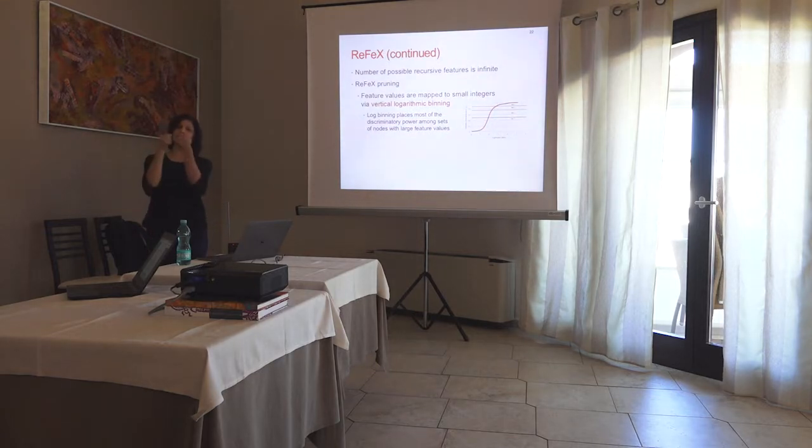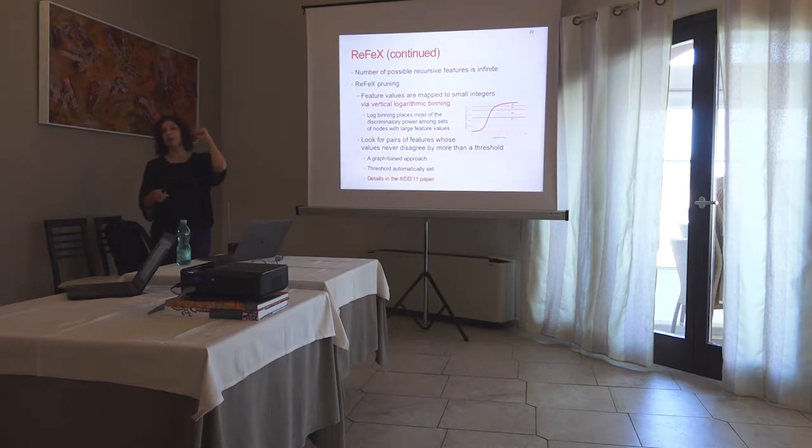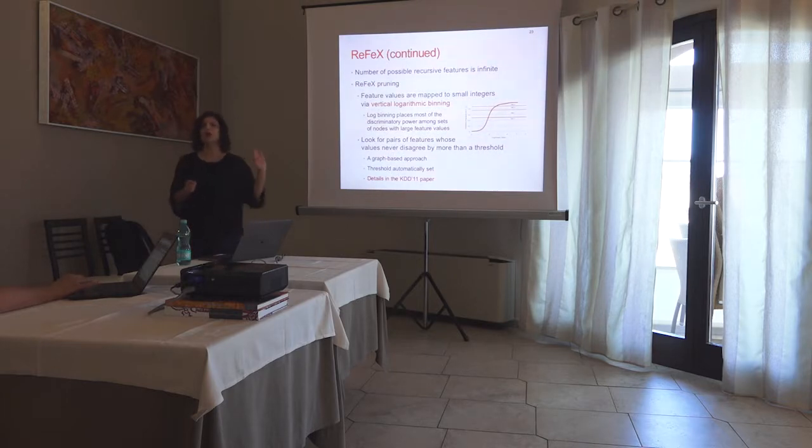So now what I want to do is get rid of features that are highly correlated. So I will take a graph theoretic approach: I will make a feature graph where I connect one feature to another feature, and if they do not disagree by more than a certain amount, I'm going to collapse them. And I'm going to take the feature that I found first, because the features that I find first are less complex. Even though there is a threshold, it's set automatically, and you can read about the details in the paper. I won't go through any more of it.